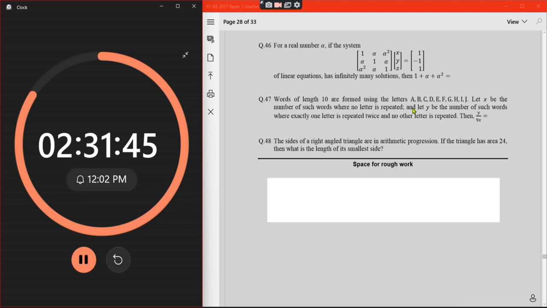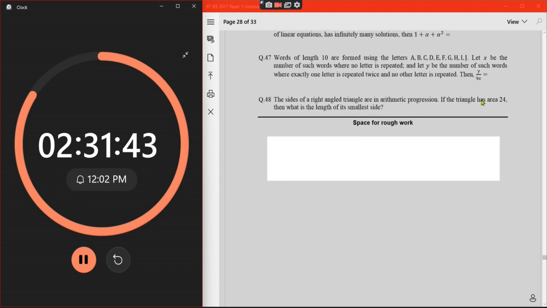Question 48. Sides of a right angle triangle are in arithmetic progression. If the triangle has area 24, what is the length of its smallest side? So the bigger side will be a plus d. Let's call the middle one a. This will be a minus d over there, and then this is a plus d.